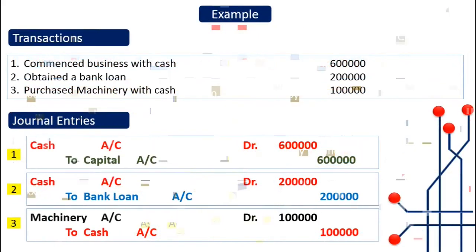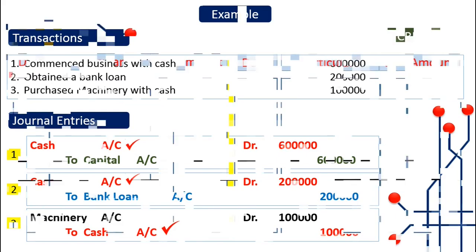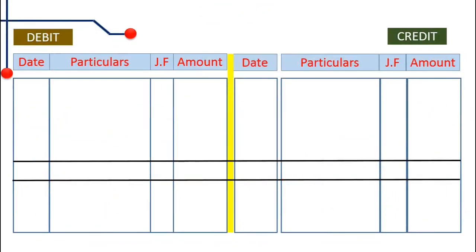Out of the 3 journal entries in the example, we have already prepared cash account for recording all the entries pertaining to cash. Three more accounts or ledgers are needed. These are capital account, bank loan account, and machinery account. Let us now prepare the ledger for capital account.